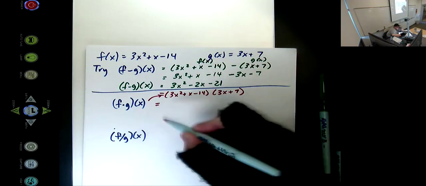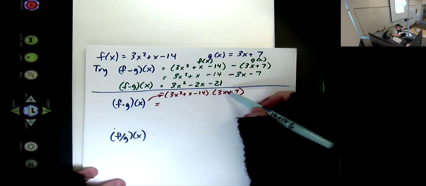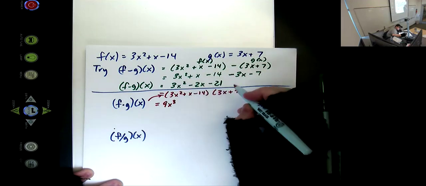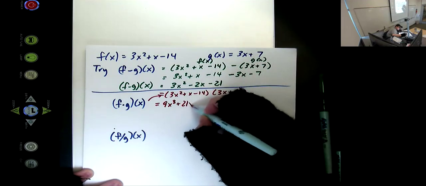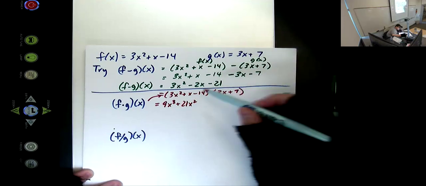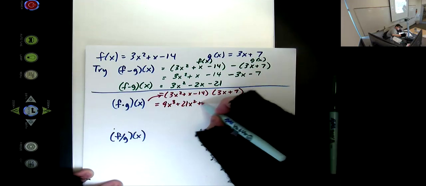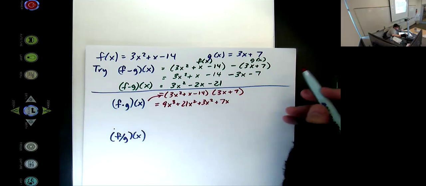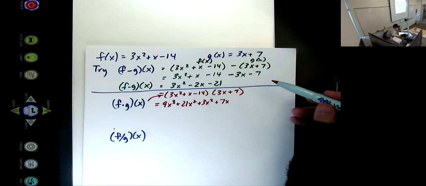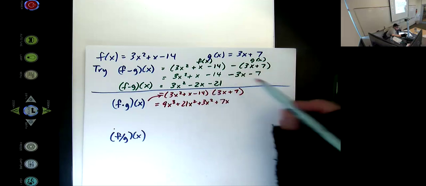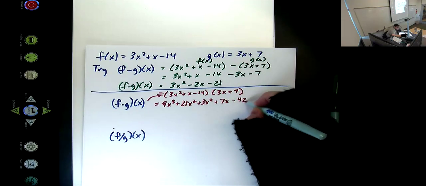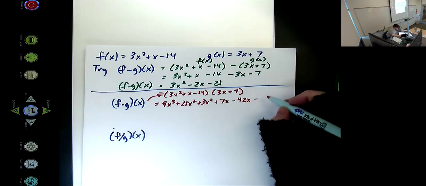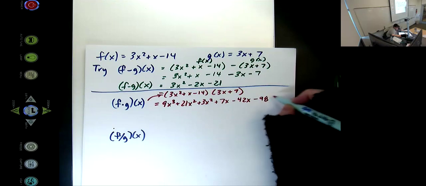So that equals, if we start distributing, 3x squared times 3x is 9x cubed. 3x squared times 7 is 21x squared. Then I'll distribute the x. X times 3x is 3x squared. X times the 7 is plus 7x. Distribute the -14. -14 times 3 is -42x. And -14 times 7 is, 98, yeah, 70 and 28 is 98.